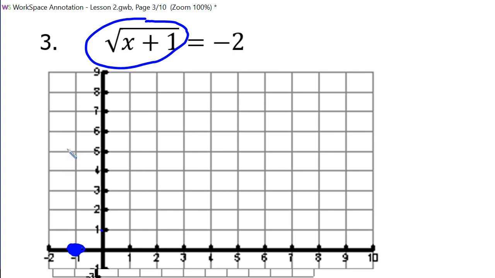After 1, what's the next perfect square? What's the square root of 4? So over 4, up 2. After 4, what's the next perfect square? 9, square root of 9 is 3. And connect those points for your square root curve.